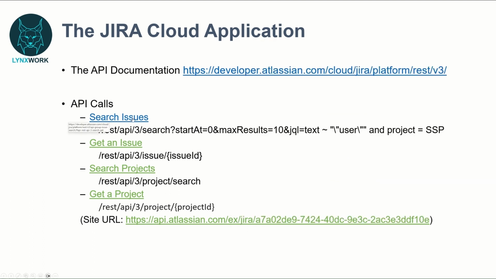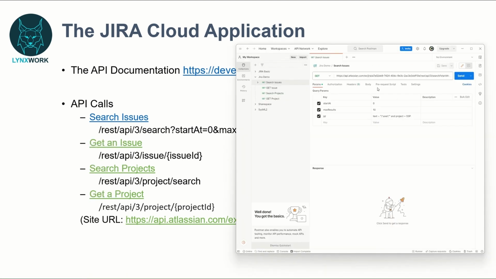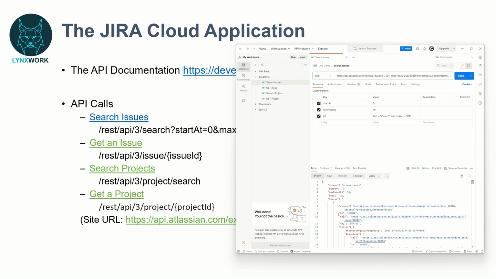Notice that these are relative URLs. They are based on a base or site URL, such as this one. This particular URL represents JIRA Cloud for our own LynxWork site. So let's experiment with the URLs to see what the response from JIRA looks like. We will use Postman for that. Here is the complete URL for the search, and these are the parameters I chose to use for this request. When I press send, you will see here what the response from JIRA looks like. We will come back to that soon.